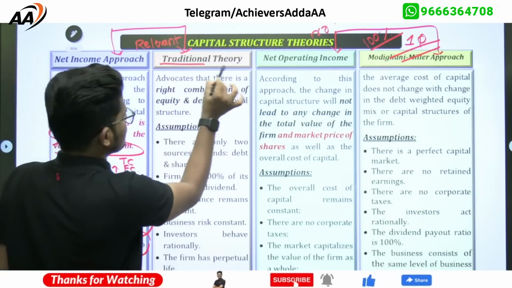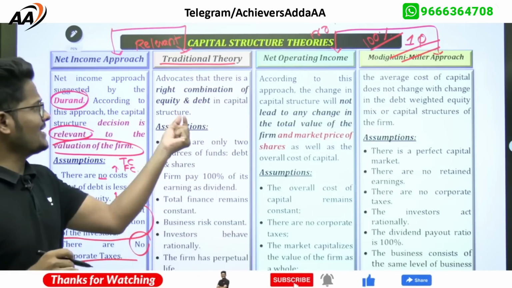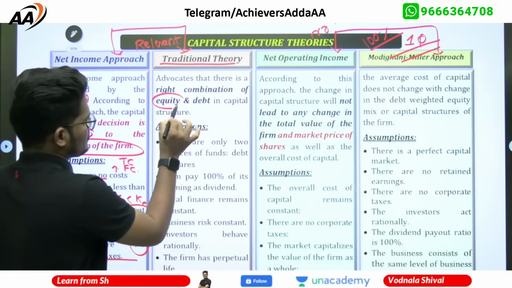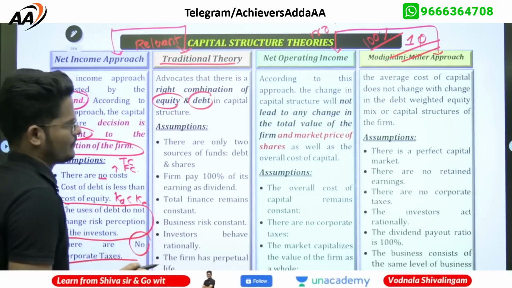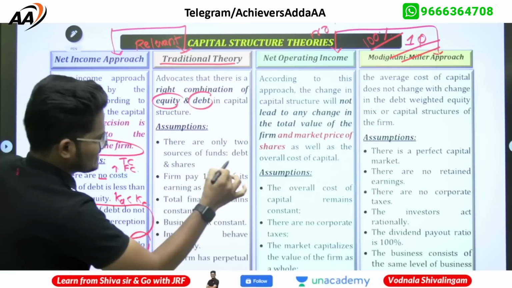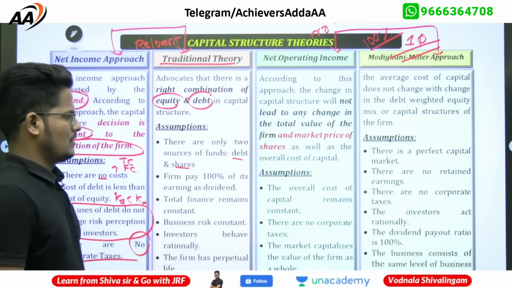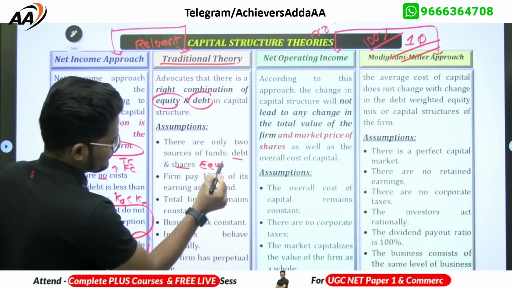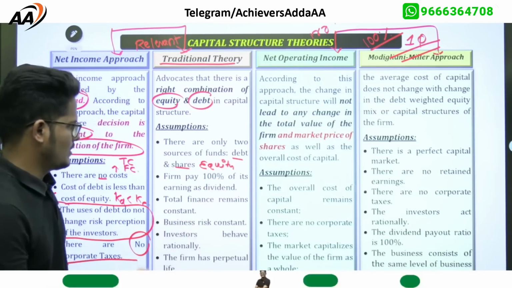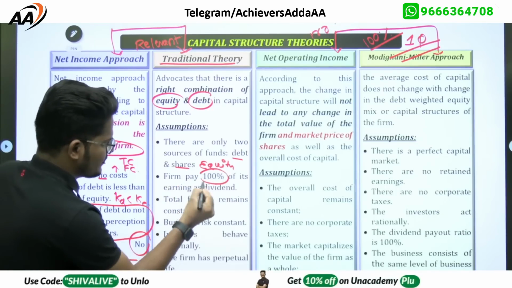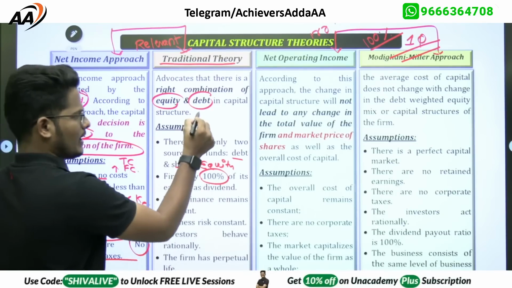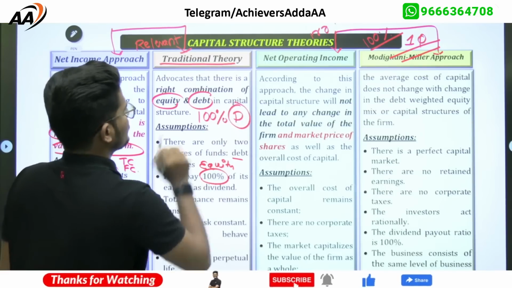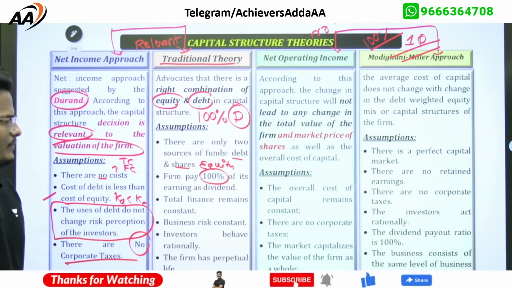Next, look at the traditional theory. It assumes the right combination of equity and debt in the capital structure. There are only two sources, debt and shares, with shares indicating equity only. The firm pays 100% of its earnings as a dividend, meaning the 100% dividend concept is applied in the traditional theory.